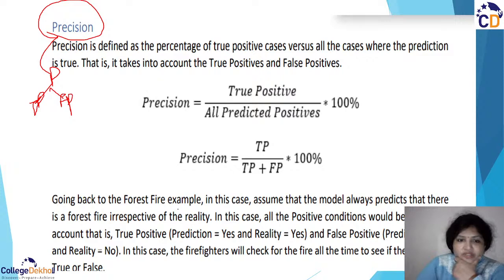Going back to the forest fire example, in this case, assume that the model always predicts that there is a forest fire irrespective of the reality. In that case, all the positive conditions would be taken into account. True positive means reality matches with the prediction. False positive means prediction is equal to yes and reality is equal to no. In this case, firefighters will check for all the fires all the time to see if the alarm was true or false. Right. So again, it has put one condition. It is lacking one part.